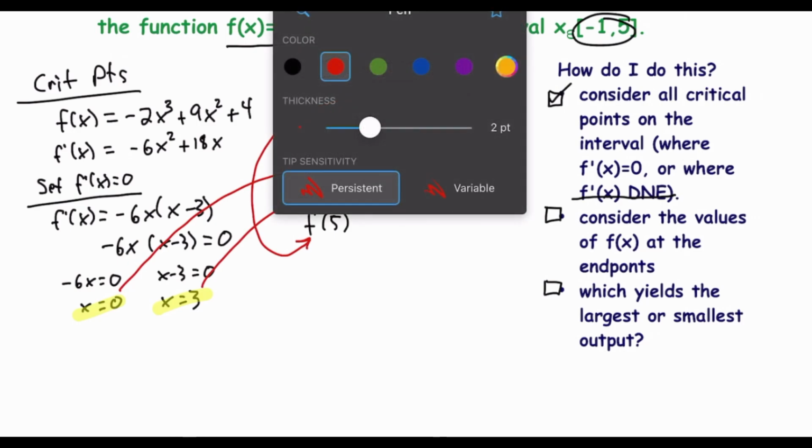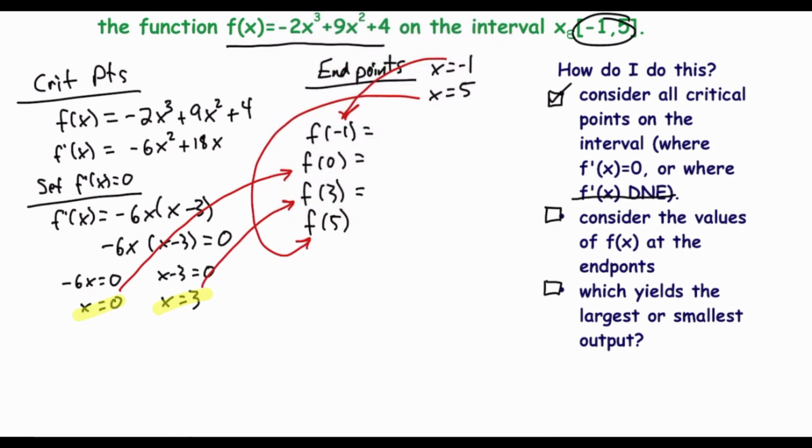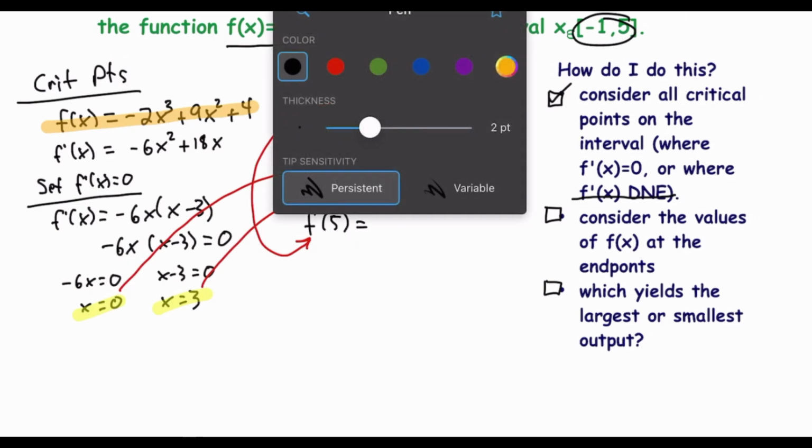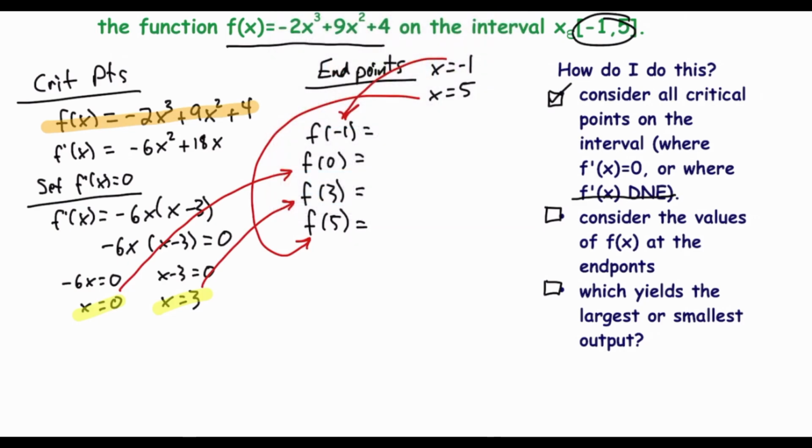And I'm not going to show my work, we all know how to evaluate functions, so just make sure you're working with the original function, not the derivative. You'll find that the answers are, when x is -1, y is 15. When x is 0, y is 4. When x is 3, y is 31. When x is 5, y is -21.